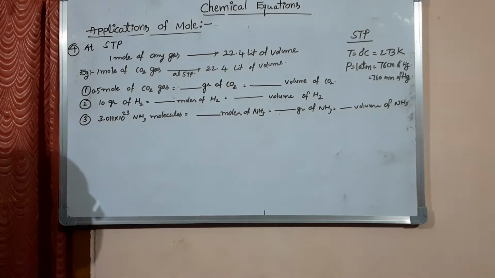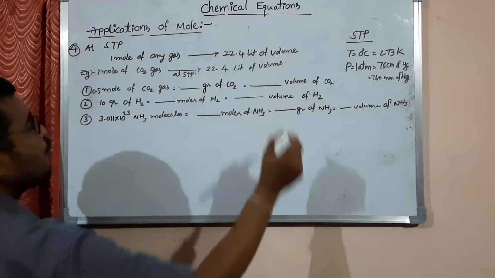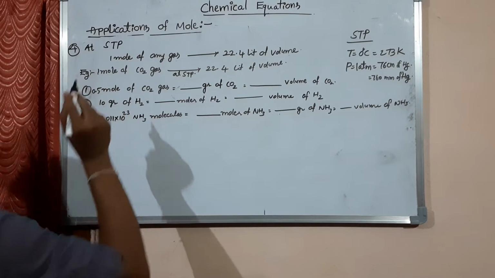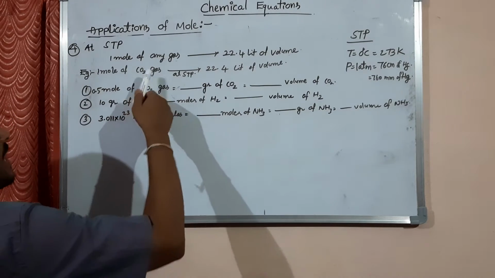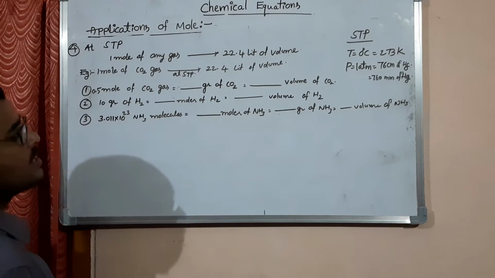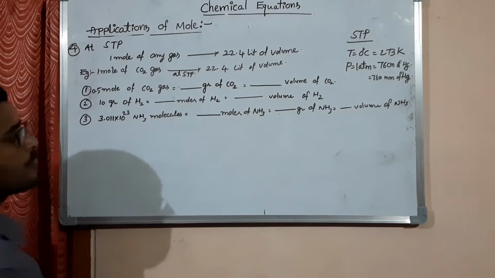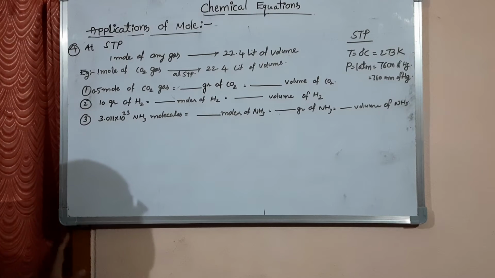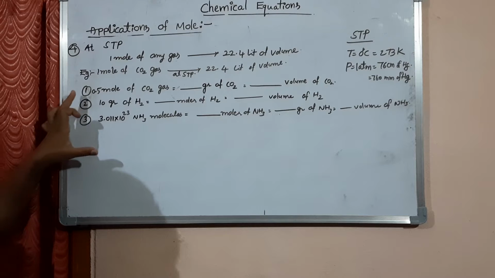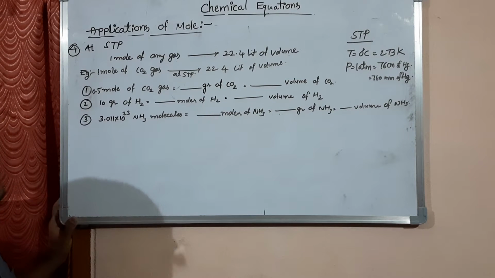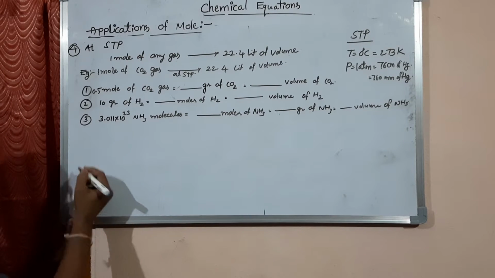occupies 22.4 liters of volume. For example, 1 mole of carbon dioxide gas at STP conditions occupies 22.4 liters of volume. Here, 3 problems are there. When we solve these 3 problems, we would like to understand the relation between all the applications. First, I am explaining the first problem.